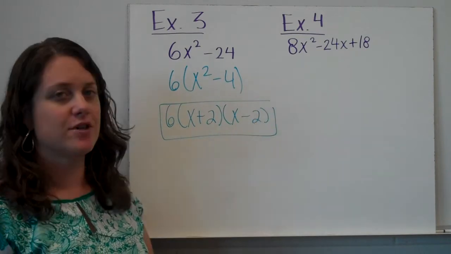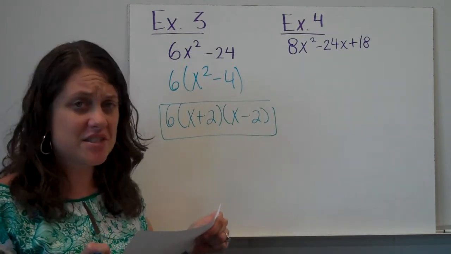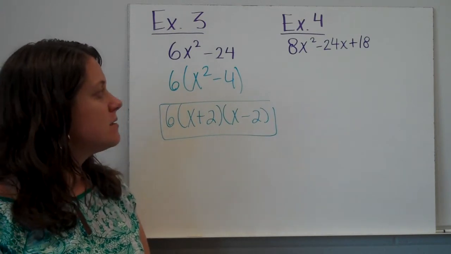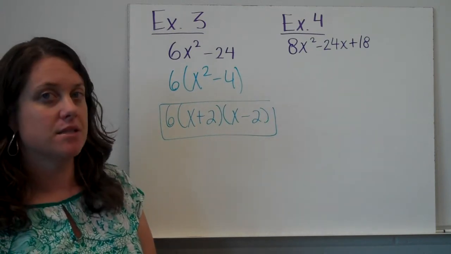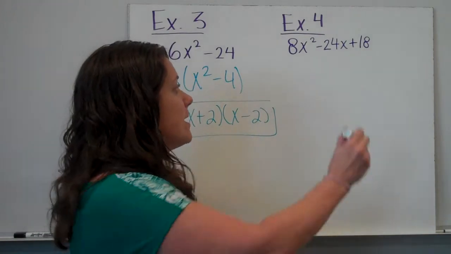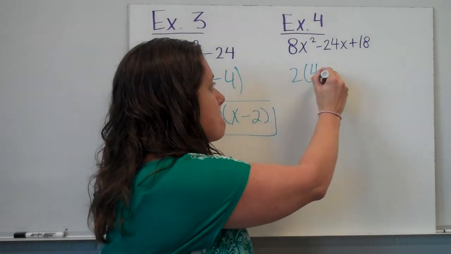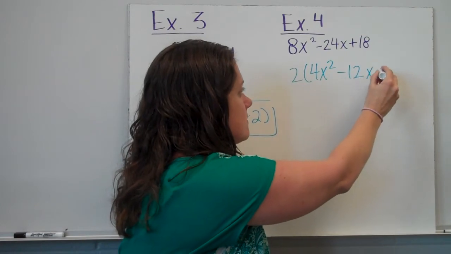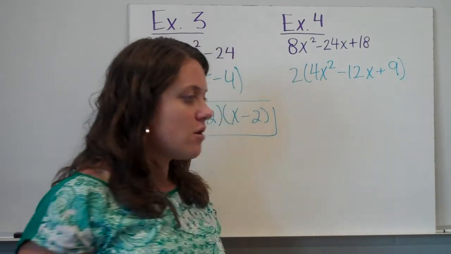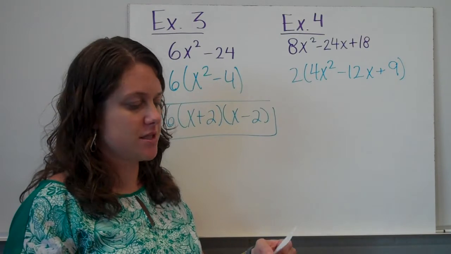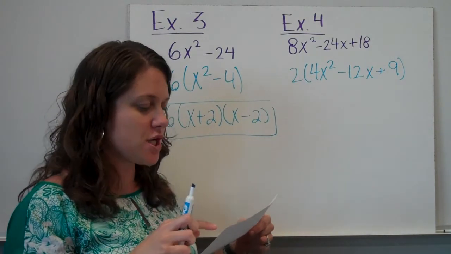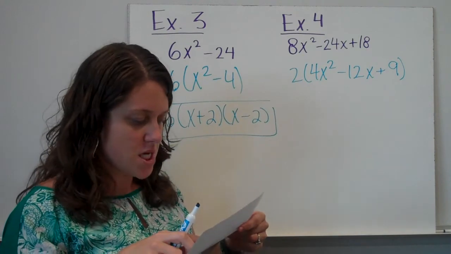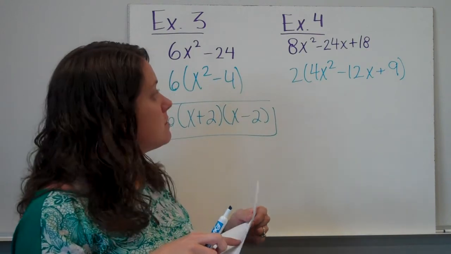I see this. First, what should I do? I still can't remember. Oh yes, does it have a greatest common factor? It does. I can take out a 2. All right. Okay, so I took out a greatest common factor. I'm going to consult my chart. What should I do next? Does it have only 2 terms? No. Does it have only 3 terms?